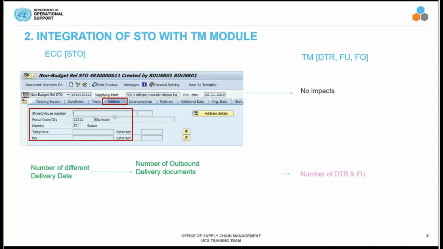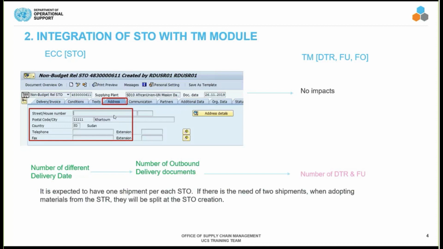Outbound delivery document in ECC is what is DTRs in the TM module. So if the relationship is 1-to-1, as I said, the outbound delivery document is replicated in the form of a delivery transportation requirement in TM.